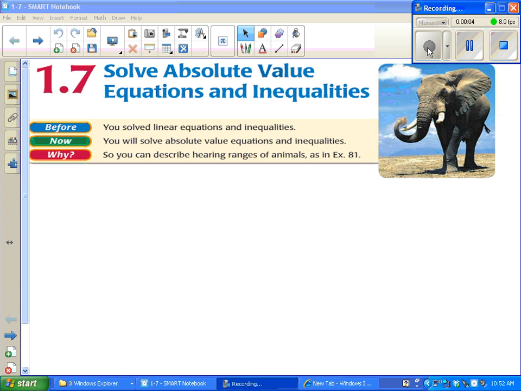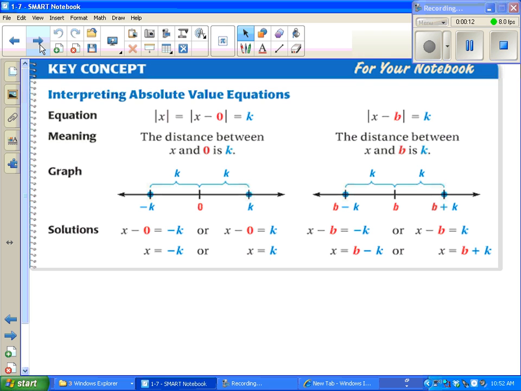In 1.7, our goal is to solve absolute value equations and inequalities. If you don't remember what absolute value means, you'll see it very soon. Absolute value of x equals some number means how far our distance is between 0 and that number. Distance is always a positive number.